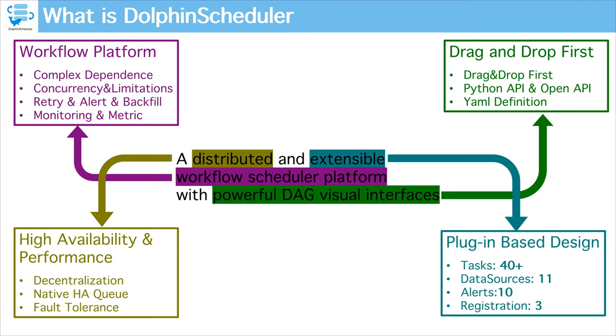And the fourth keyword I want to talk about is extensible. In DolphinScheduler, we have 14 tasks. Also, we support 11 data sources in DolphinScheduler. It means you have a lot of choices in DolphinScheduler, whether you use it for a data warehouse or for MLOps.